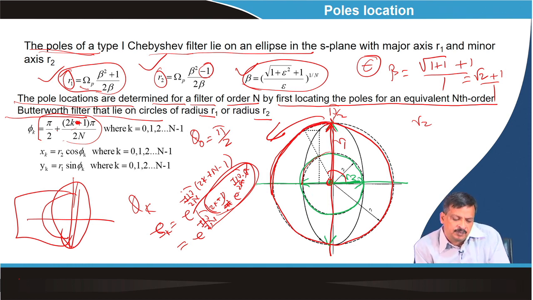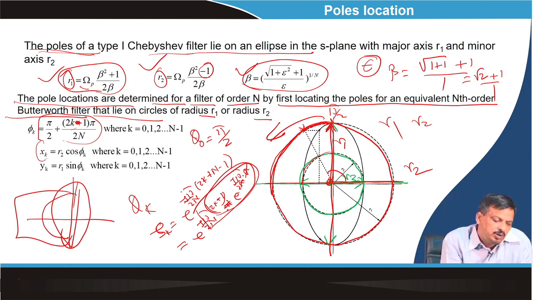Okay. So, if you see, this axis is my x axis. So, x axis is related to R2 and y axis is related to R1. So, if I say the poles are located in here, I can say that the x value is xk. So, xk is equal to R2 cos phi k. This is phi k, the angle is phi k. So, this portion is nothing but R2 cos phi.